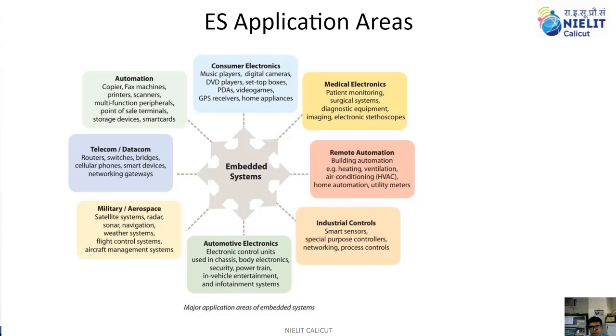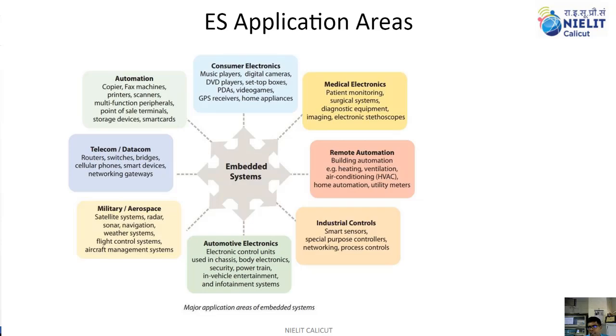Coming to automotive electronics, there are electronic control units like ECUs used in chassis, body electronics, security purposes, and powertrain, and in-vehicle entertainment, infotainment systems, etc. are generally used embedded systems. If you come to military and aerospace, satellite systems, radar, sonar, various kinds of navigation equipment, precise weather monitoring systems, flight control systems, aircraft maintenance and management systems, etc. are under military and aerospace.